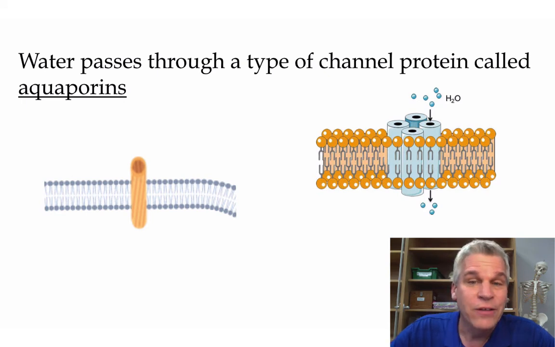Remember that the tails of lipids are hydrophobic, so they don't want to be in contact with water. So water travels through a special type of protein called an aquaporin. And there's millions of these aquaporins on the cell membrane that can easily allow for water to pass through.